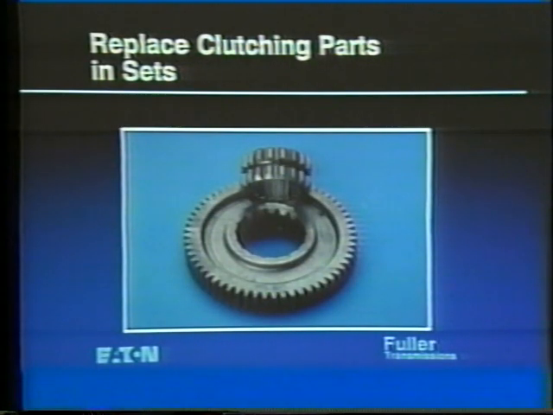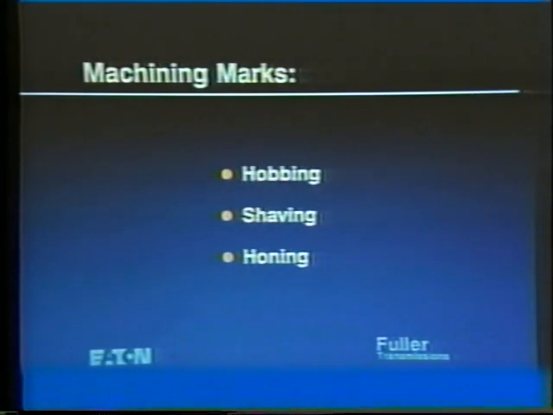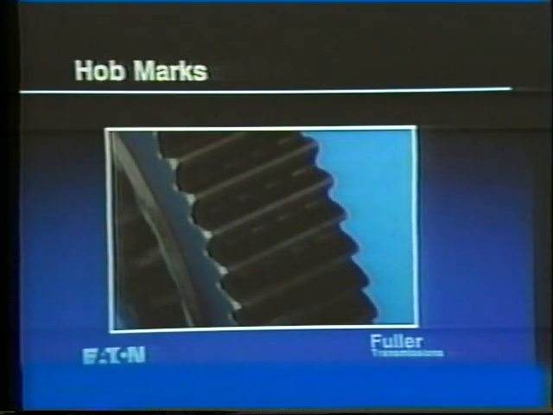Some mechanics replace gears they feel are defective because of marks left on the gears by manufacturing processes. The machining marks are normal and do not contribute to gear failures. Hob marks are formed during the initial cutting of gear teeth. Additional machining processes remove hob marks on tooth faces, but these marks will remain at the roots of the teeth even on gears with much wear.